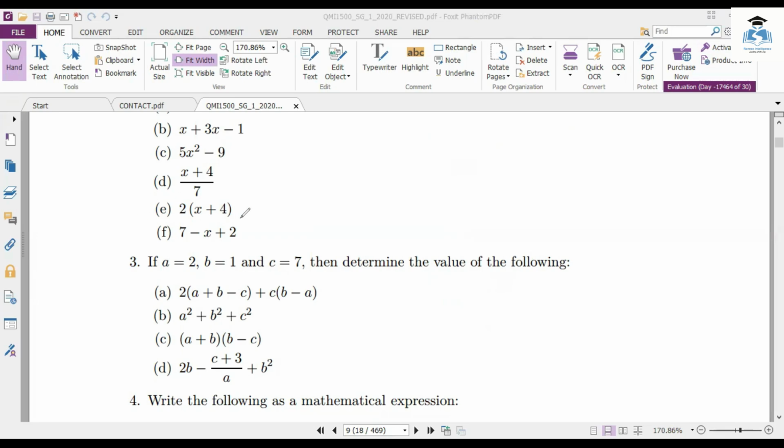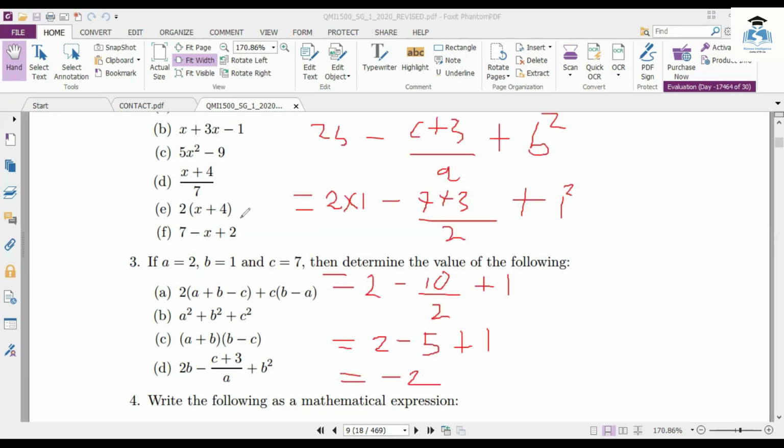Sorry, sir. Before, you said that is minus 2. But 2 minus 5 is going to give us 3 plus 1, which is 4. But it gave us the answer of minus 2. No, remember, 2 minus 5.